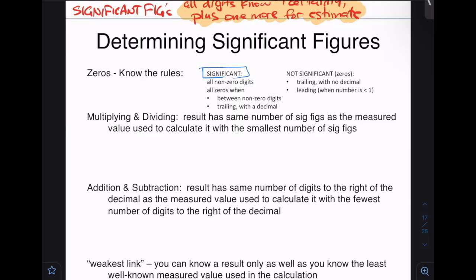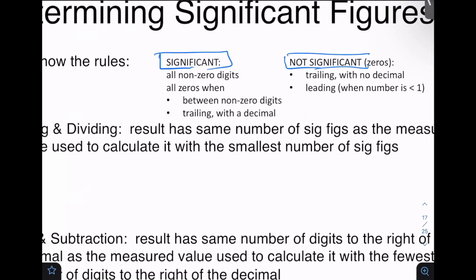Some zeros will be significant and some zeros will not be significant. All right, so what's significant? Okay, all non-zero numbers, that's what I just told you. And the zeros will be significant when they're between two non-zero numbers, or if they're after the non-zero numbers when there's a decimal point there.